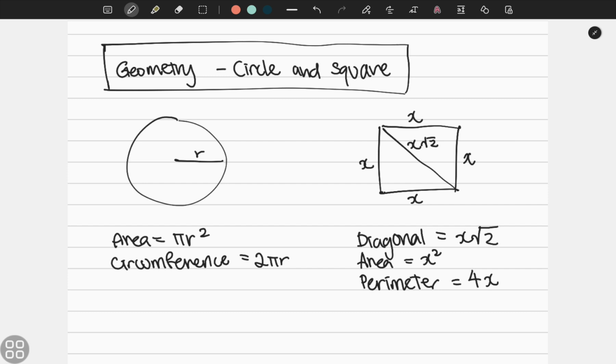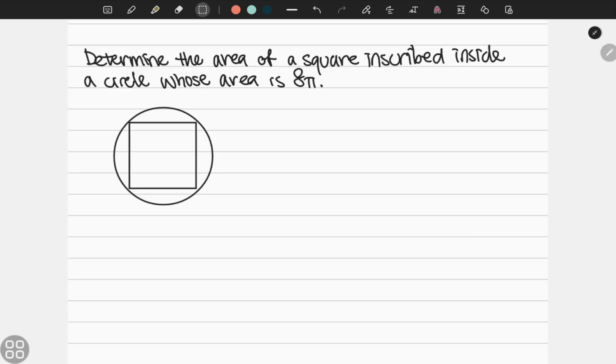So with this in mind, let's try out a question that requires these two properties. So here, now we have a question. Determine the area of a square that's inscribed inside a circle whose area is 8 pi. So basically what that means is the square is inside the circle, and the circle has an area of 8 pi.